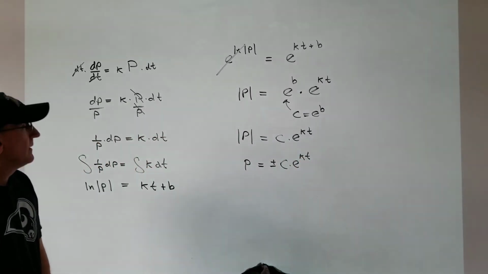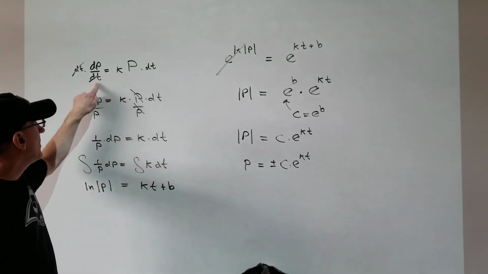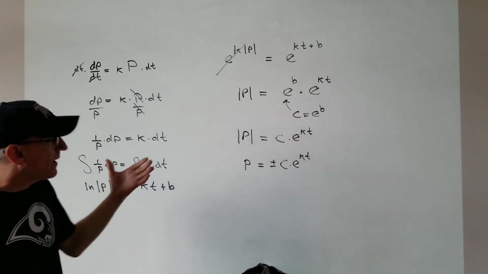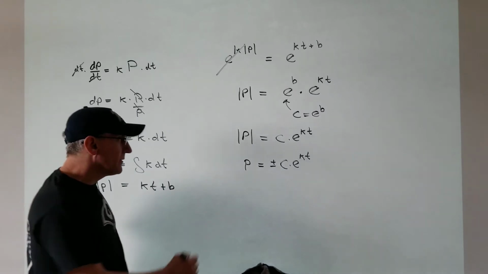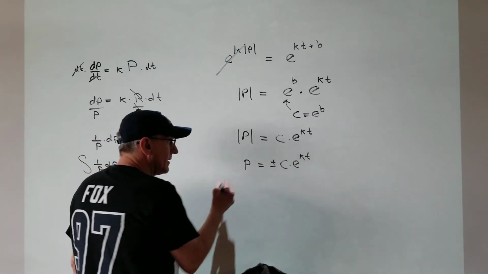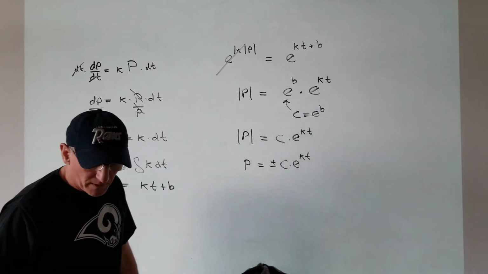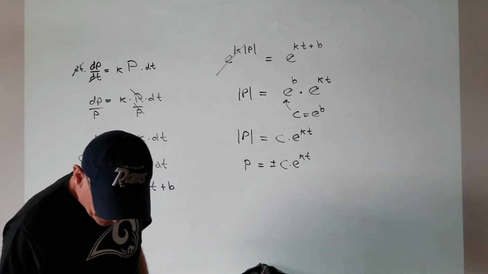Lots and lots of variables change in a way that's proportional to how big the variable was in the first place. And they all end up having a solution that looks like this. And this is a general solution. Now, if you can tell me what C and K are, you can make this what's called a particular solution. So here's where we have to read carefully.